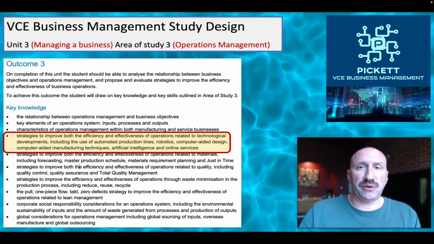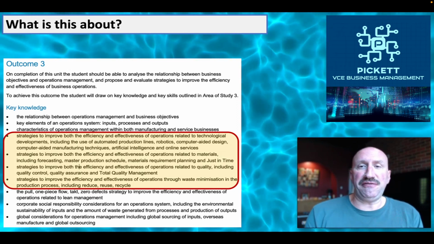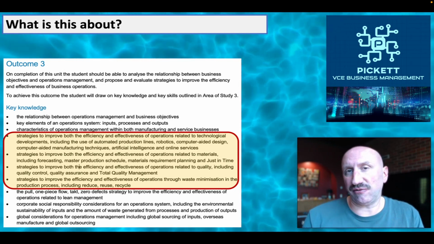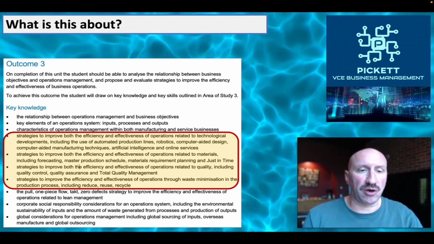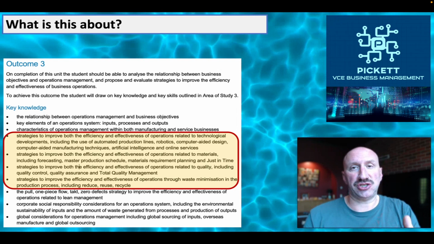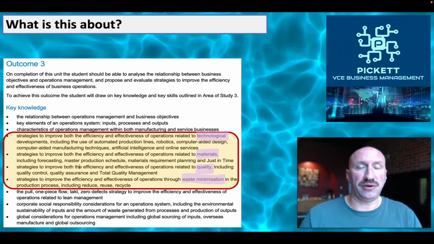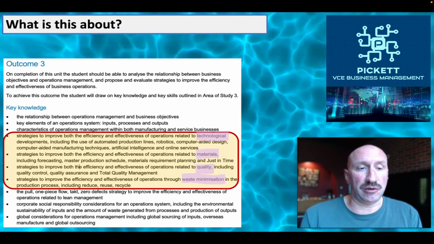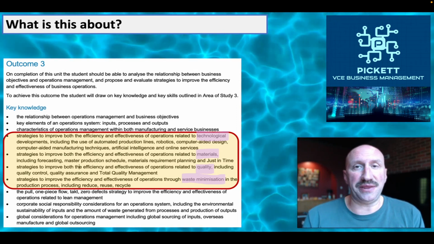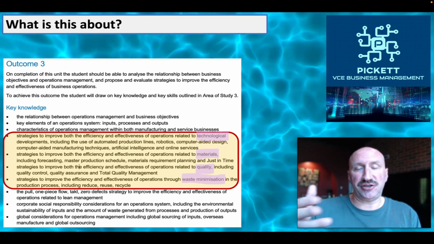Now, I am just going to point out, and I've mentioned this in class, that if you look at the next 3 dot points after this one, they kind of look very similar. All of them start with strategies to improve both the efficiency and the effectiveness of operations related to, but then it focuses on some different areas. Okay, so this video, the first one, we're talking about technological developments. The next video, we're going to talk about materials, then quality, and then waste minimization. But really, we're going to go through the exact same process for each of these 4.